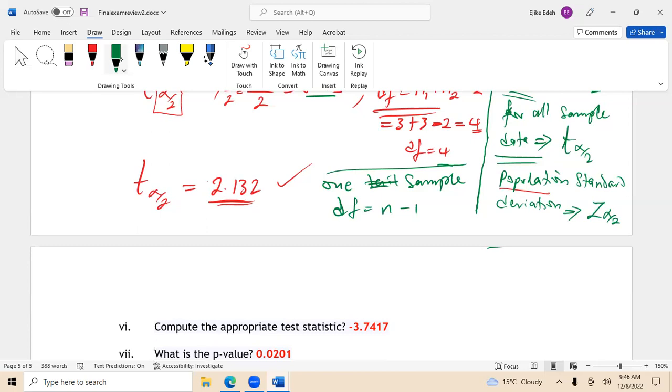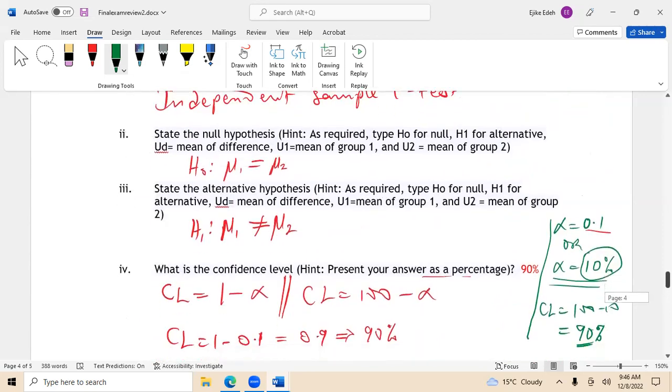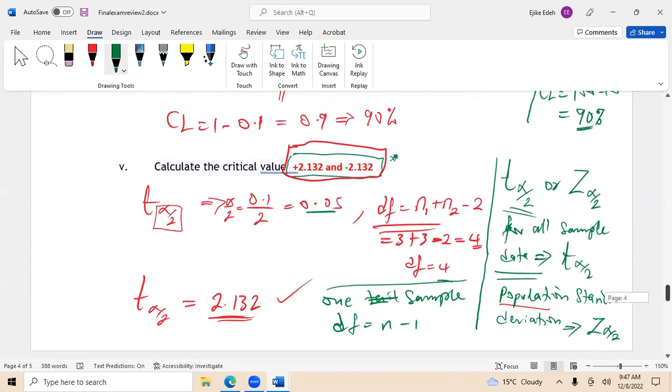But if there are two samples, then your degree of freedom becomes n1 plus n2 minus 2. That is the only thing that could change depending on the question you are getting. So if it's for two samples, we are going to use the one we have here because now you're accounting for the first sample, you're accounting for the second sample, then you have n1 minus 1.